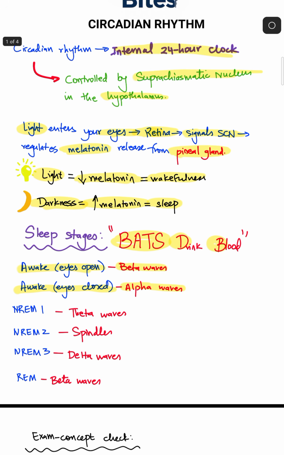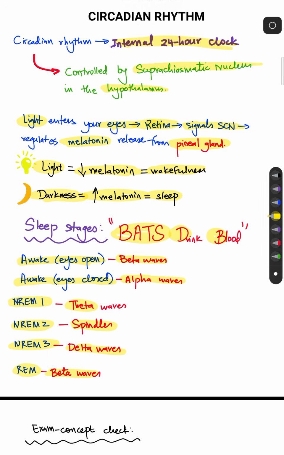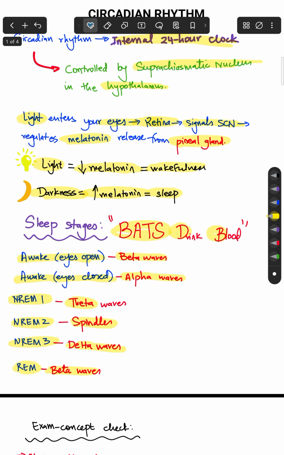And then we have the NREM stage, which is when you're not dreaming, but you're asleep. It stands for non-rapid eye movement. NREM 1 is theta waves, NREM 2 is spindles, and NREM 3 are delta waves. REM sleep is when you actually have dreams, and that is beta waves. So that's where the mnemonic bats drink blood comes in.